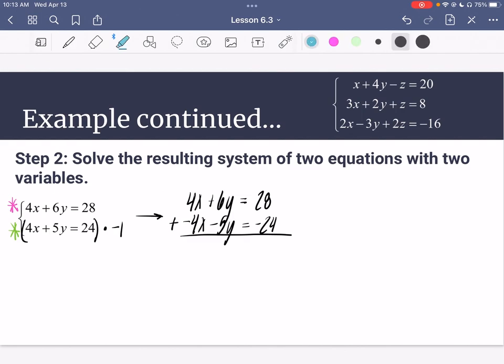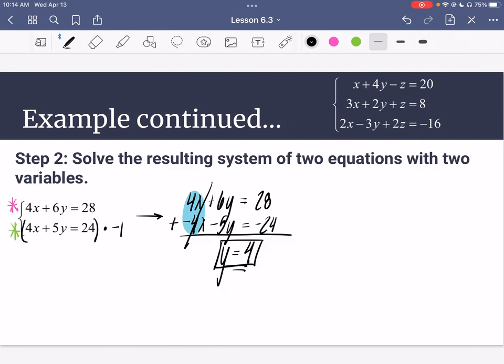So now I can eliminate, and I get 6y minus 5y, which is just a 1y. 28 minus 24 is 4. So step number 2 is going to result in you having one of your variables solved for. So that's y equals 4.